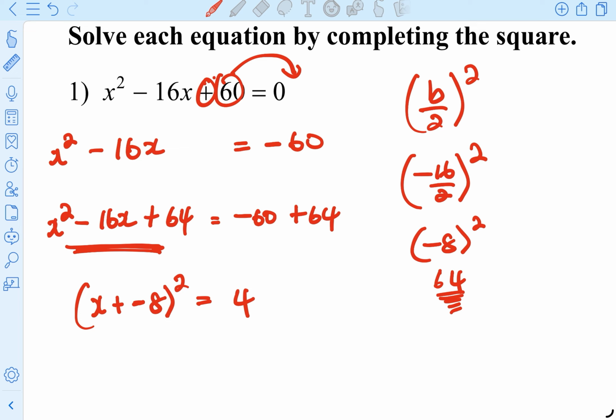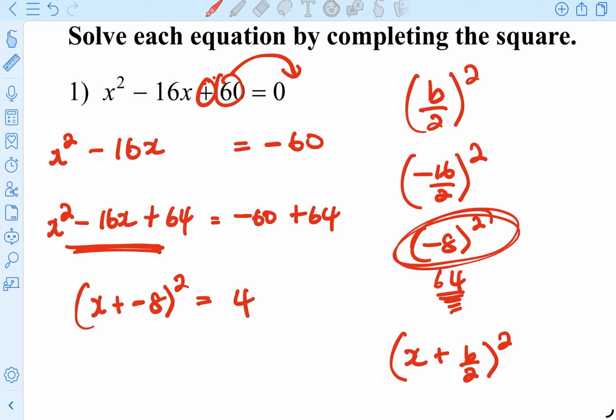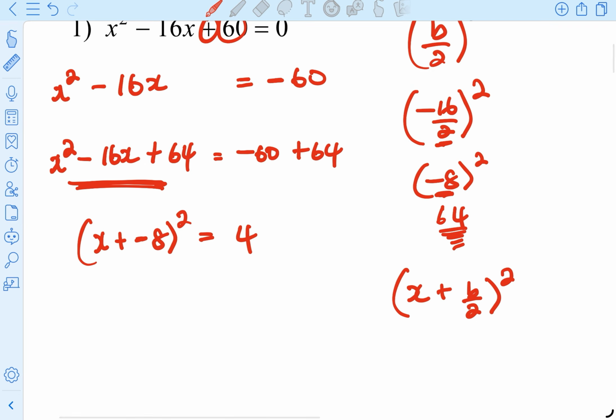Now, the most important thing is what goes here. So if you remember my notes, what is on that side is x plus b over 2 squared. In this case, b over 2 is this. Well, not really that, but more so this, right? Negative 16 over 2. So this is a completed square right here. Now we just need to solve.